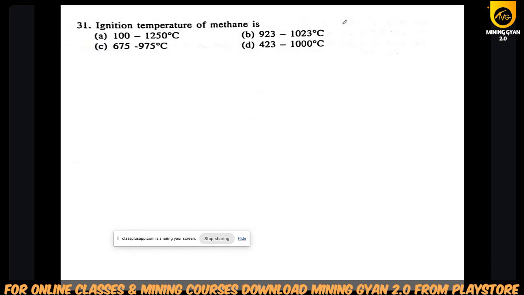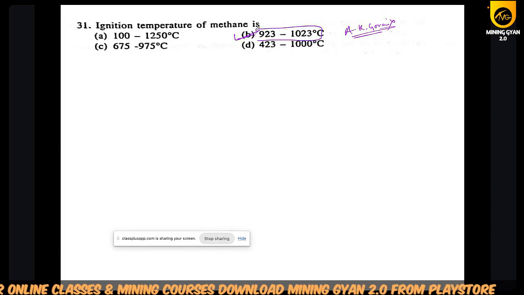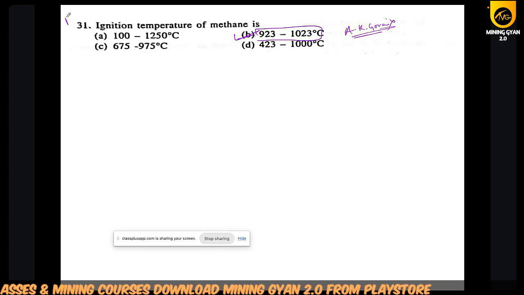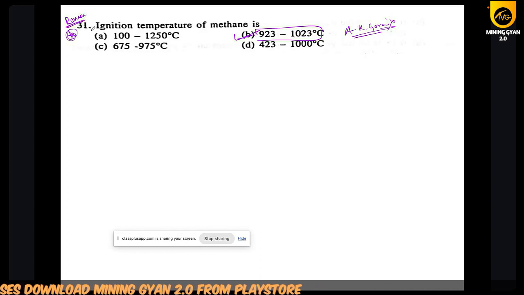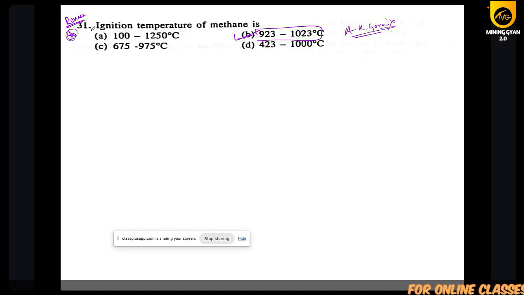Ignition temperature of methane we have not discussed, and it is not in AK Gorai. So please remember the ignition temperature of methane, because this type of question may be asked in the SCCL examination. Please remember this fact. If you don't know it, write it in your separate book or highlight this question, so that whenever you revise, you will see it.